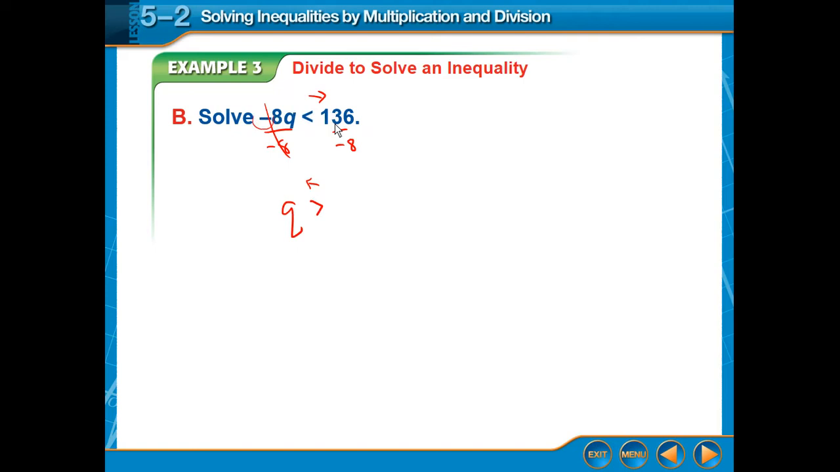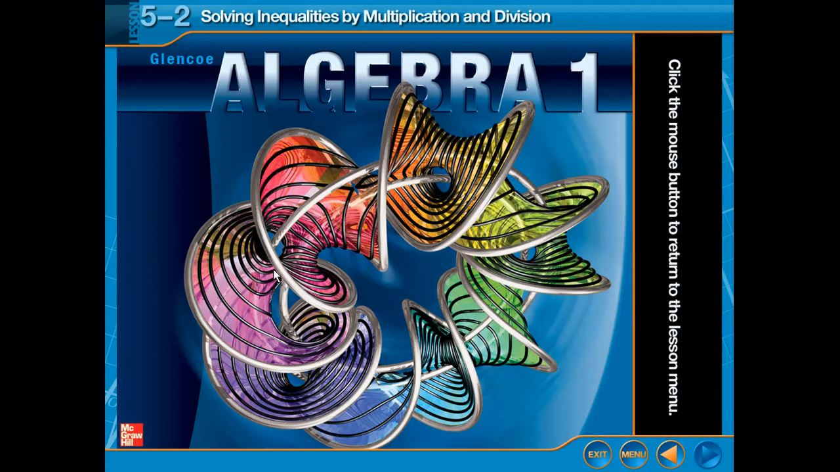And 136 divided by 8 is, 15, 16, 17? I can't think. Oh, sorry, 136 divided by 8, so it's negative 17. So this is our answer: q is greater than negative 17. And that's this section. You can try some of the practice problems at the end and see how you do.